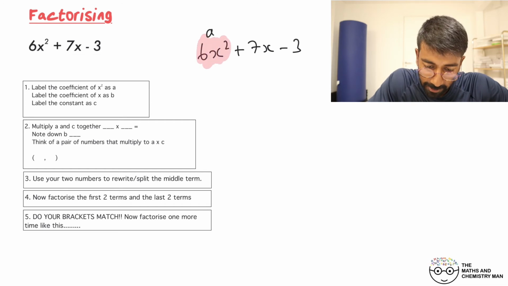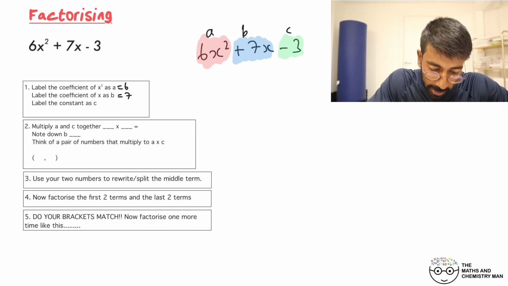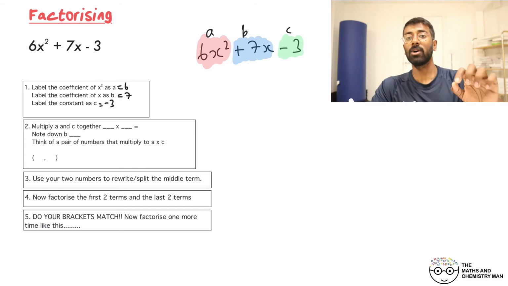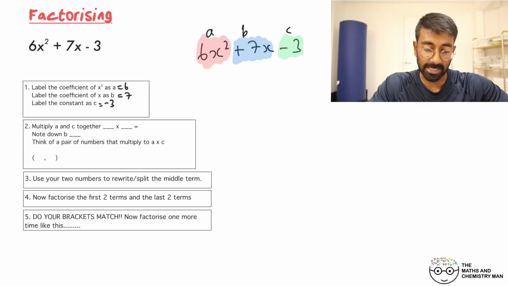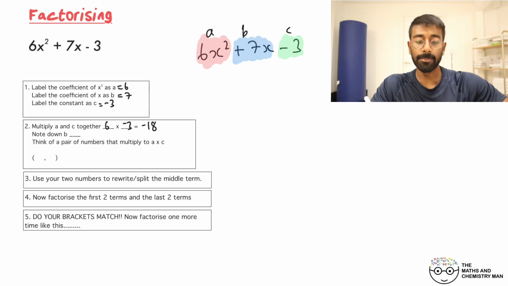So a this time is equal to 6, and b is equal to 7, and then we've got c, the constant just on the end, is minus 3. So there we go, c is equal to minus 3. So let's multiply a and c together. That's 6 times by minus 3, which is minus 18. And then make a note of what b is.